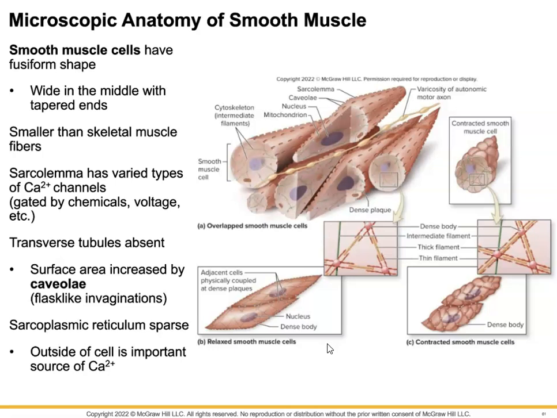Now, the transverse tubules are absent, very different structure than our skeletal muscle, but they do have these little invaginations that we call caveolae. They actually increase the surface area of the sarcolemma. Now, the sarcoplasmic reticulum is very limited. So where's the calcium coming from? Well, calcium is primarily from outside of the cell, so basically from the interstitial fluid and that limited sarcoplasmic reticulum.